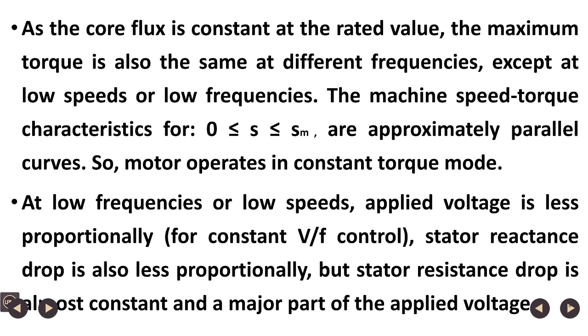Because the flux is constant and maximum torque is constant, consider the machine speed characteristics for the region of operation between 0 to slip SM, or say synchronous speed. Slip is 0 at synchronous speed, and at maximum torque slip is SM. So, within these 2 points, that means synchronous speed and maximum torque point, between 0 and SM slip, the torque speed characteristics are approximately parallel curves. So, the motor operates in constant torque mode, because maximum torque is constant.